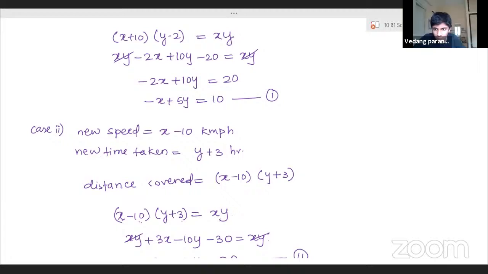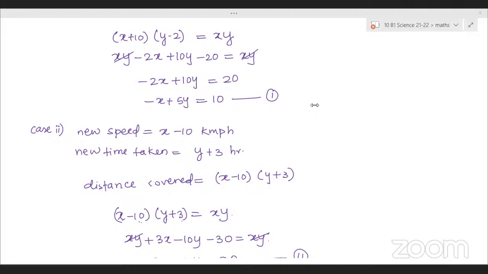Ma'am, in the next question, in case 1, we are getting the distance as minus x plus y is equal to 6, and in case 2, we are getting x minus y is equal to 6. No, somewhere you have made some mistake. Check. Ma'am, could you please scroll down? Yes, I read the question wrong.